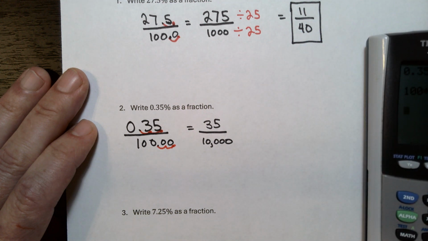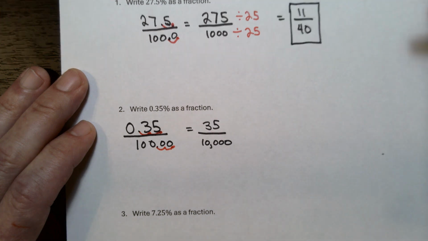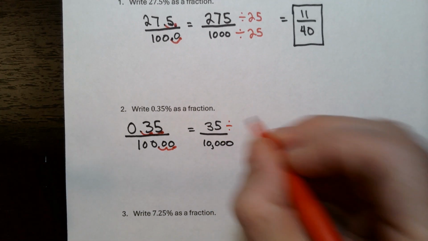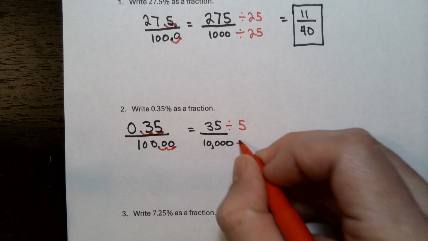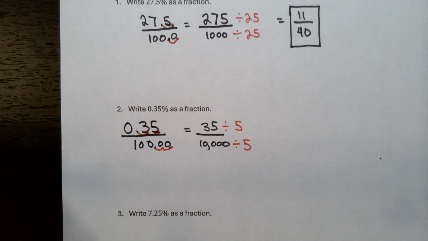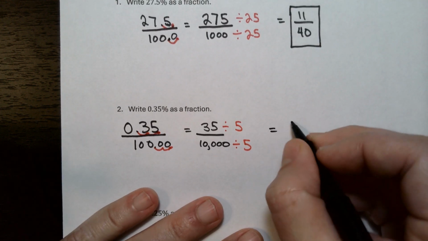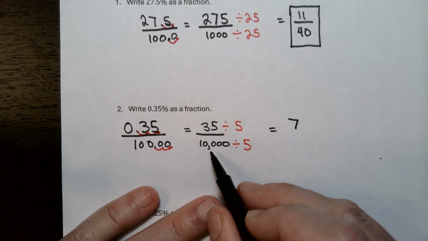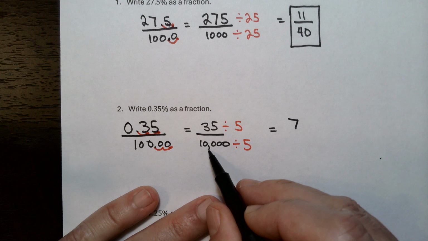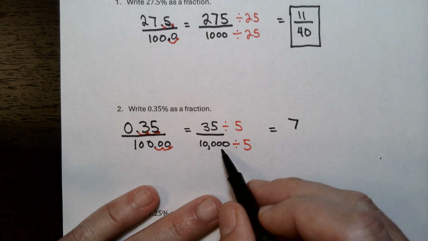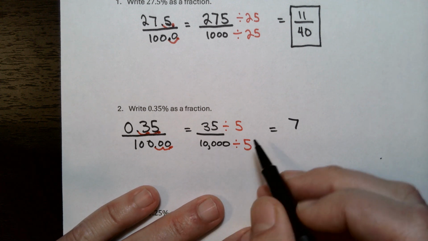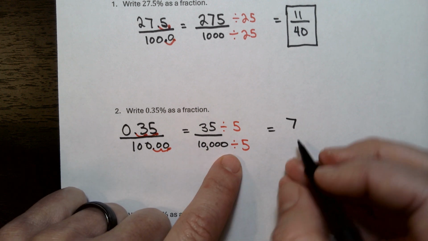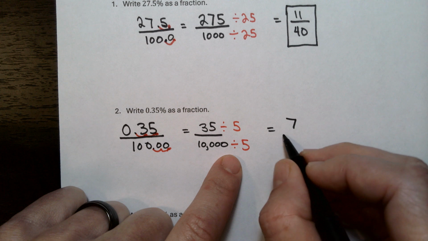Okay, so now it looks like we need to reduce. 5 should go into both of those. So let's divide by 5 on top and on bottom. Okay, 5 goes into 35 7 times. Okay, 5 goes into 10 2 times, which means it goes into 100 20 times, which means it goes into 10,000 2,000 times. Okay, so 2,000.